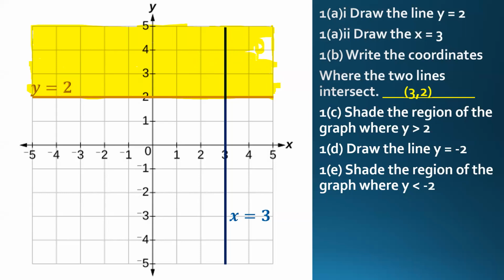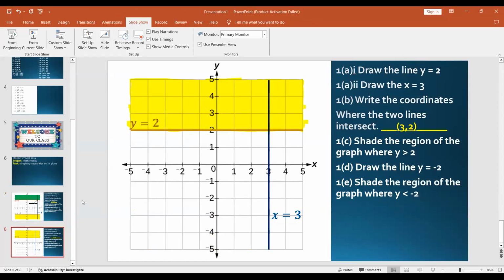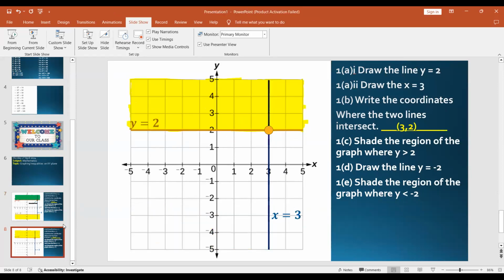For this one, make sure that you are labeling it. Make sure you label y is equal to 2. Make sure you label x is equal to 3. All right, make sure you label these things. And by the way, I should put my point of intersection because my point of intersection is right there. Let me get this point. The point of intersection, which is right here. And then let me just label that point of intersection.